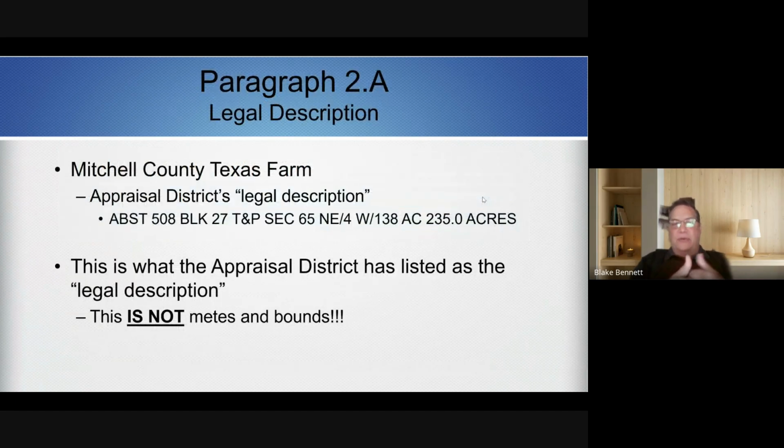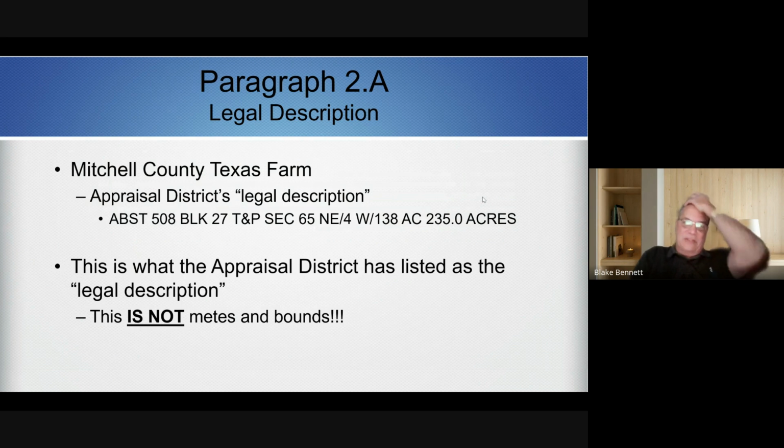Now, I will show you, this is a legal description as it appears on the Mitchell County, Texas Appraisal District's website. This is for one of the properties that we own in West Texas. You can see Abstract 508, Block 27, TNP, Section 65, Northeast Quarter, West 138, 235 acres. That is not the legal description. That is an abbreviated version. This is not the metes and bounds.